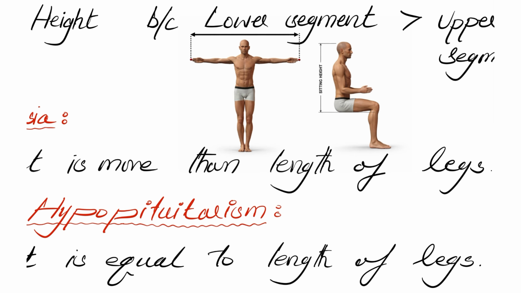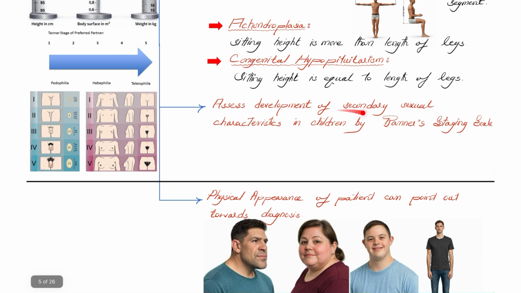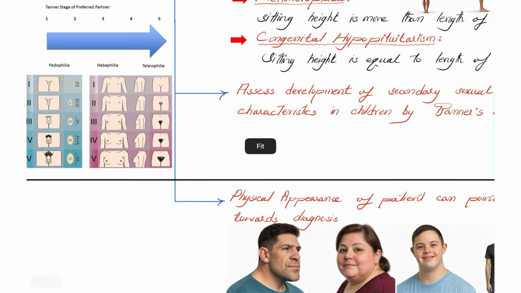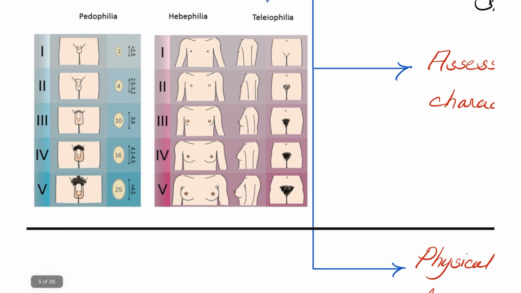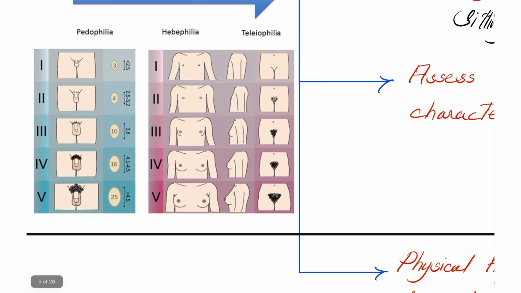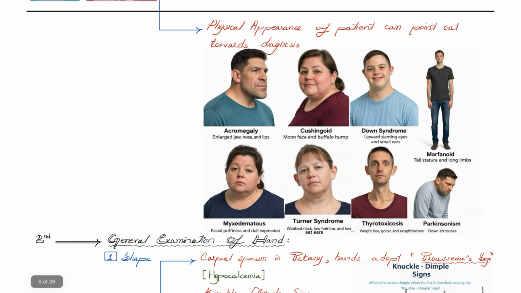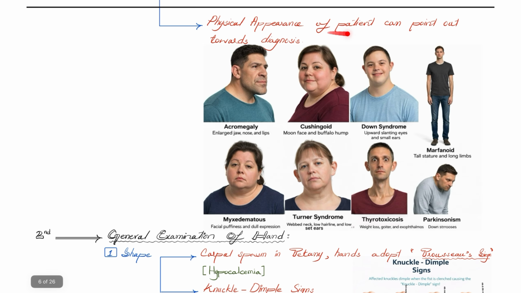Then assess the development of secondary sexual characteristics in children by Tanner's staging scale, as you see in the picture, and it is only done when the patient is fully exposed. And the last component of assessment of physique is physical appearance of the patient, and it can really point out a diagnosis.